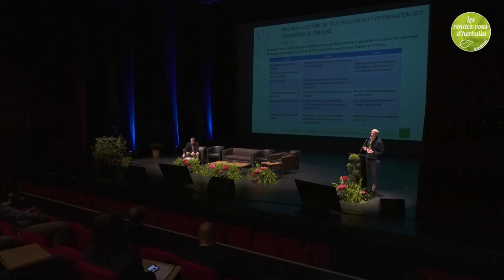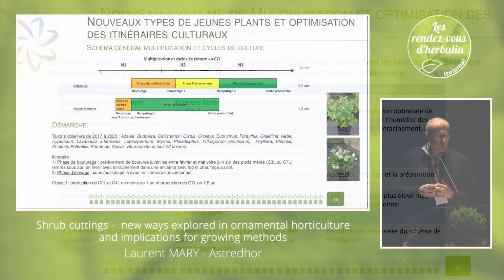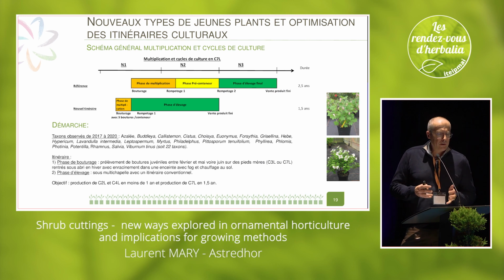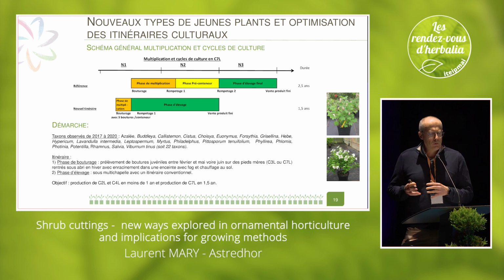Then we tried to bring together all these techniques in one multiplication system to really optimize all the production methods. So it starts with herbaceous cuttings, multiplication in warmer phases rather than autumn, with head cuttings from the mother plants, with restaking with more than one cutting per clod. If we use all that together, it's very interesting. The top line is the traditional version. It takes quite a while for the multiplication. Then you have the repotting from rooted cuttings in pre-containers or mini pots, if you will.